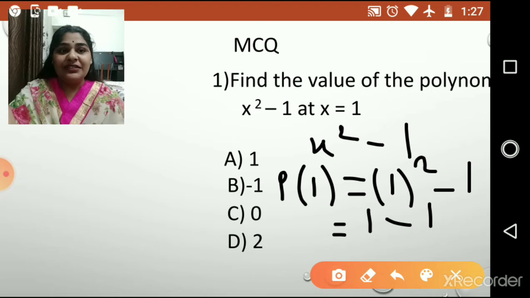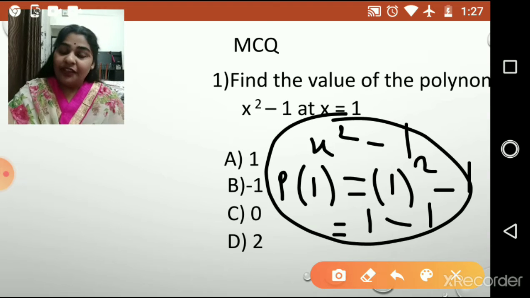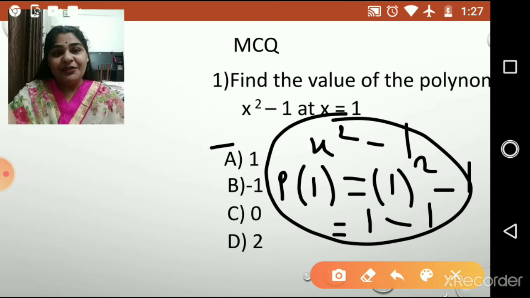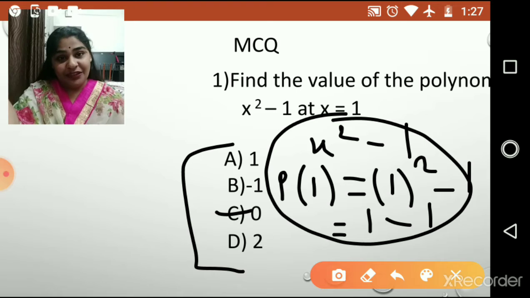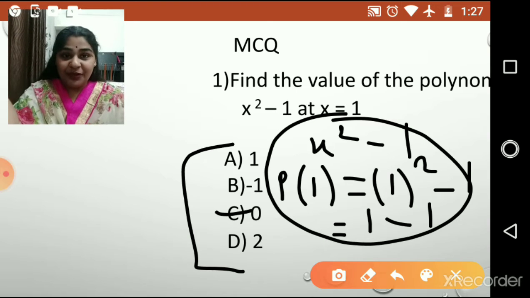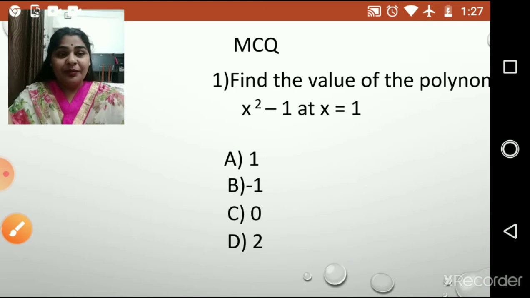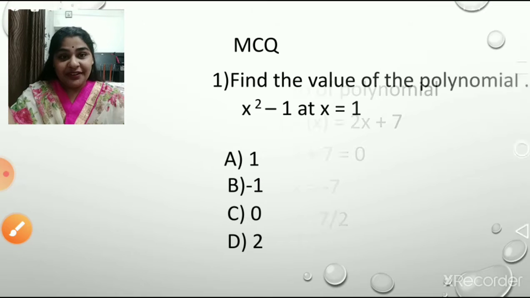So all this you will solve in your book, okay? Find the answer and then options will be given to you. You have to choose the correct option. So here I'll select the option C, that is 0. So now I hope you are clear, right? So these type of questions may come, children.